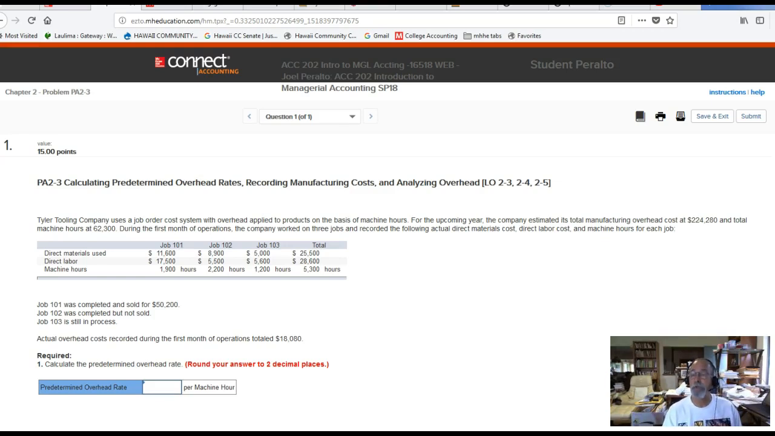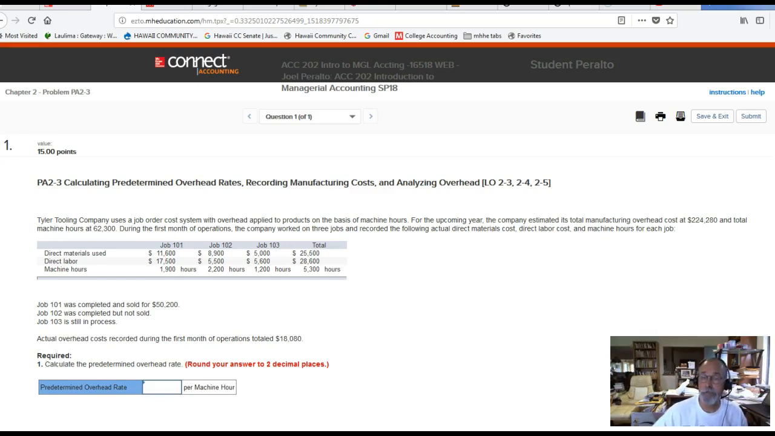For the upcoming year, the company estimated its total manufacturing overhead cost at $224,280. And that's one of the procedures that companies in manufacturing go through, and that is to estimate total overhead for the year at the beginning of the year, because that estimate goes into the overhead application to production throughout the year.